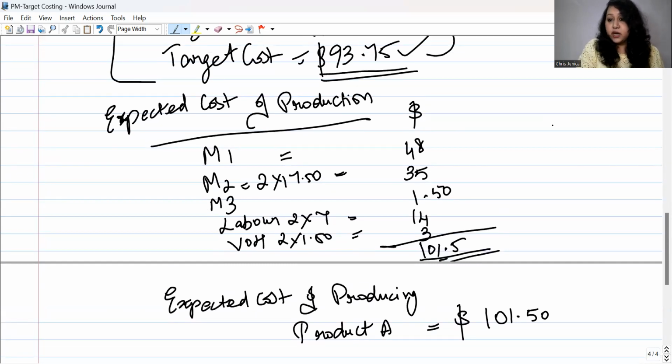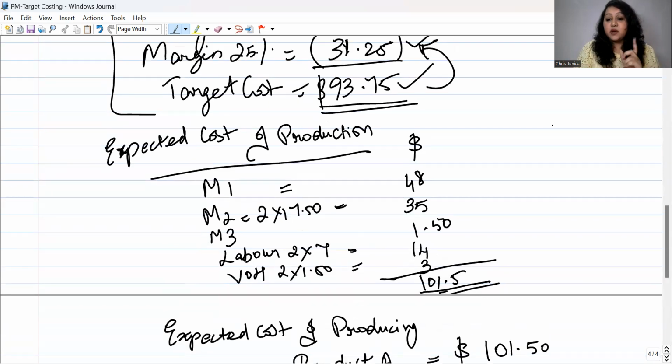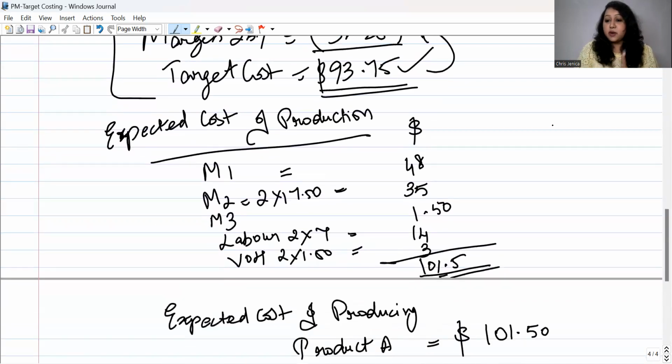So material one required $48. Material two, $17.5 per meter square. We require 2 meter squares for producing 1 unit. So 2 into 17.5 was $35. And M3, we required 1 meter. So 1 meter cost was $1.5. Then labor, we required 2 hours of labor for producing 1 unit of the product, and the labor was paid at $7. So 2 into $7 is equal to $14.